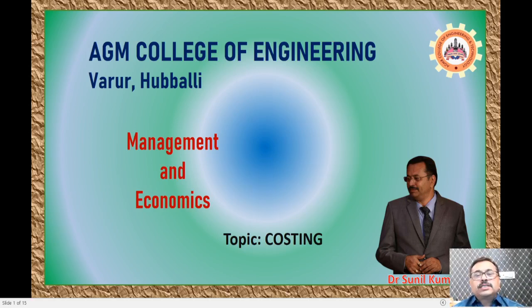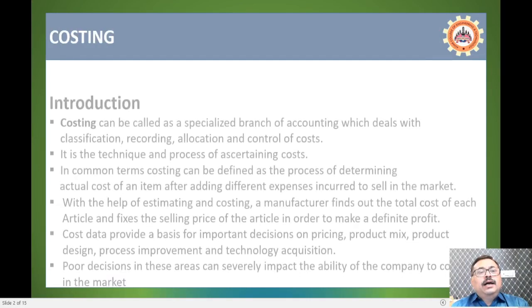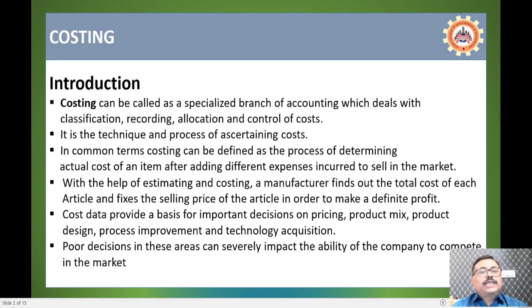The topic which we are discussing in this particular video is costing. Costing can be defined as a specialized branch of accounting which deals with the classification, recording, allocation and control of cost. It is a technique and process of ascertaining a cost for the manufacturing of any particular component, where the techniques and the process will be understood clearly here.